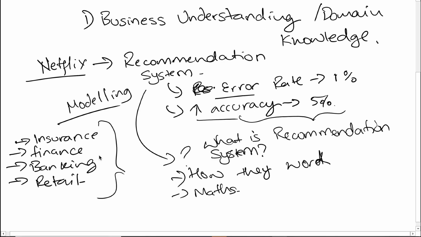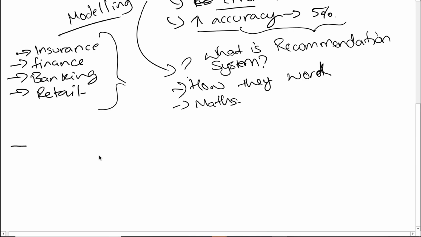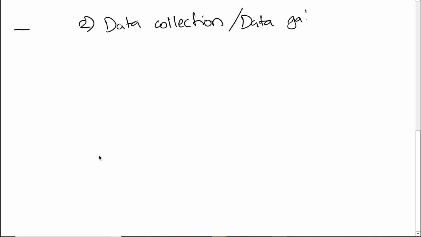So this is just a brief overview of what the first step really talks about: the business understanding and the domain knowledge. Now, the second step that we're going to talk about right now is known as the data collection or data gathering. They're basically the same thing. This is you going out and actually getting the data so that you can work on it.